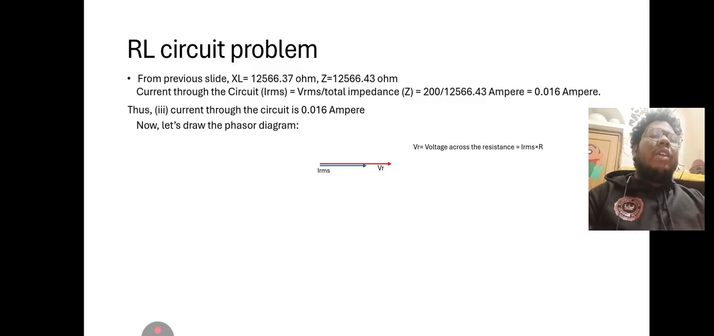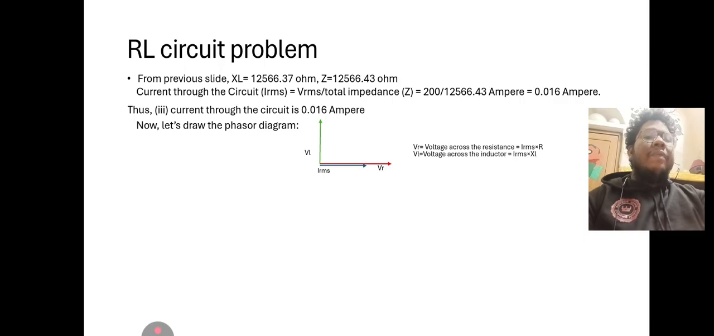We will now find out the VL. From a purely inductive circuit, we know that the voltage of that circuit leads the current by a phase angle of 90, so VL will be upwards, with an angle of 90 degrees or pi by 2 radians. This is VL, where VL is the voltage across the inductor, and the formula for finding that is IRMS into XL, the inductive reactance. Now we need to draw the VRMS, and we know that VRMS is the resultant of VL and VR, so it will be like this down the middle.